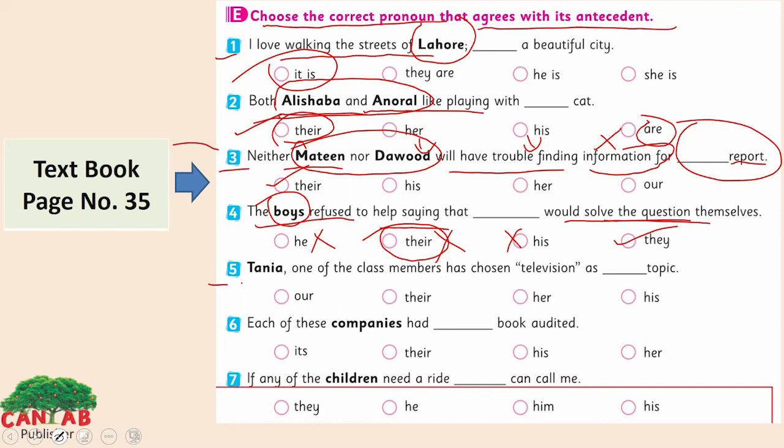Now look at the fifth one. Tanya, one of the class members, has chosen television as her topic. Yes, we have possession here. Tanya is a feminine noun here, a singular person. One of the class members has chosen. For a feminine noun, to show the possession, a possessive pronoun will be there. No, our belongs to the plural. We are not talking about we here. His, no, we have no masculine here. So her will be the right option.